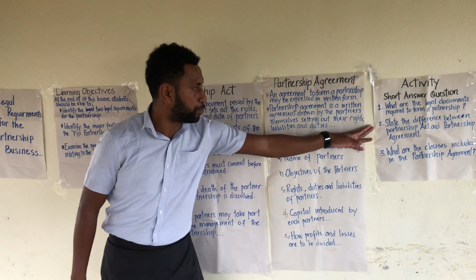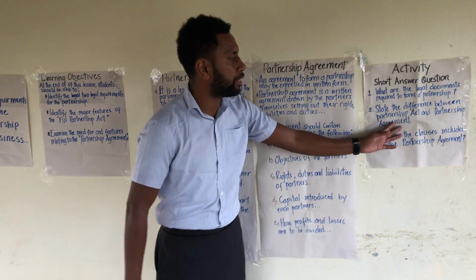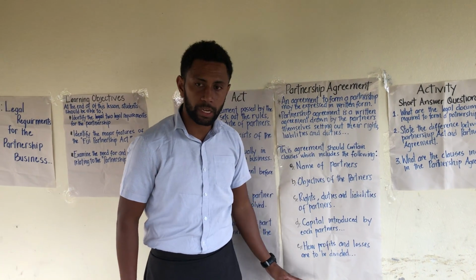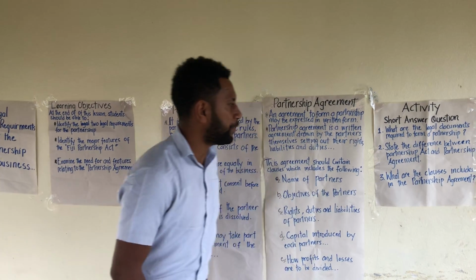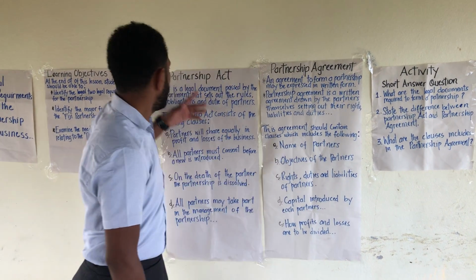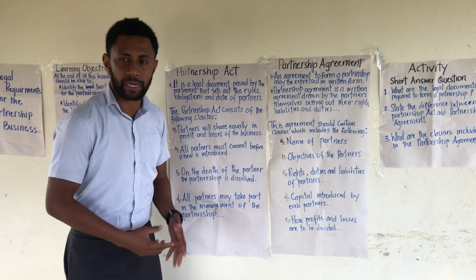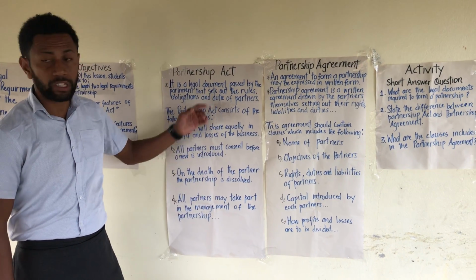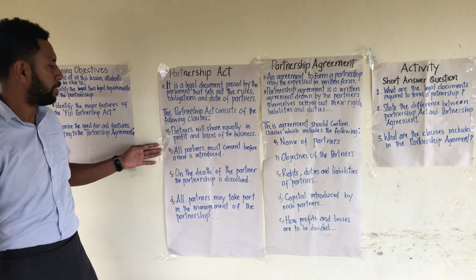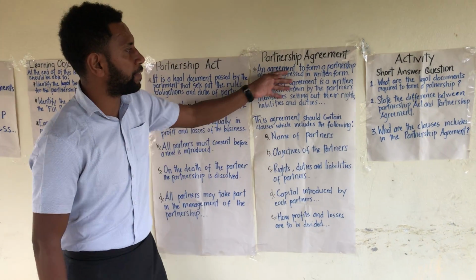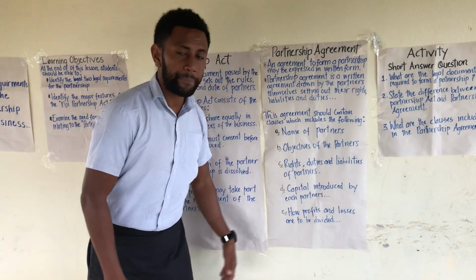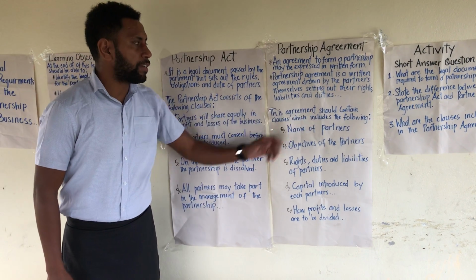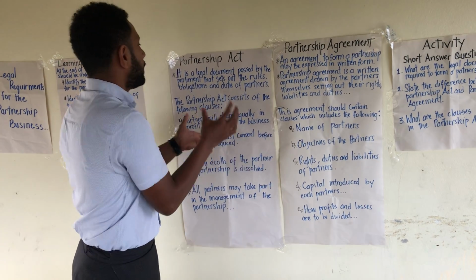No? So question number 2 says, state the difference between Partnership Act and Partnership Agreement. Group 2, answer? Very good. The Partnership Act is the document that is passed by the Parliament and given out to the partnership business or the partners. And the Partnership Agreement is the written document that is written by the partners themselves, which contains the rights, liabilities and duties of the partners. That is the difference.